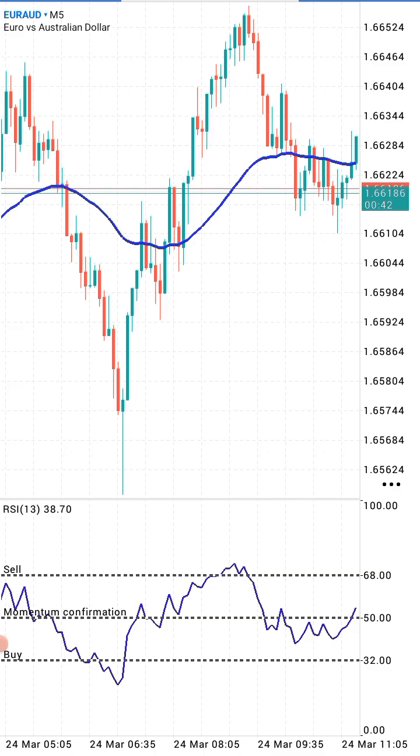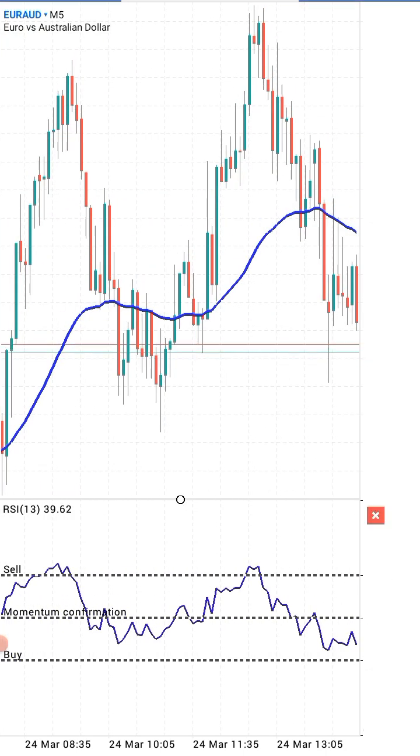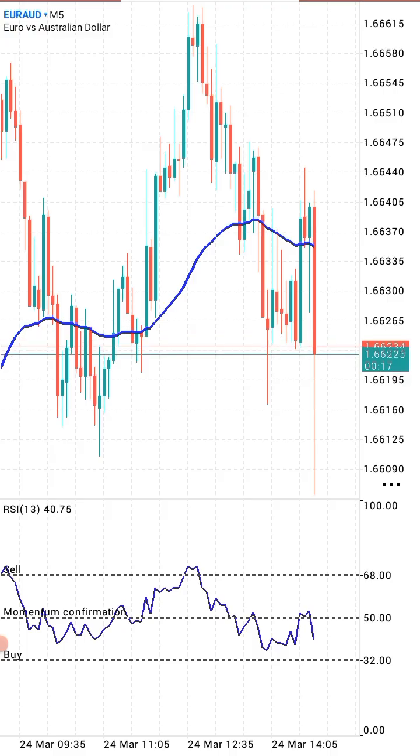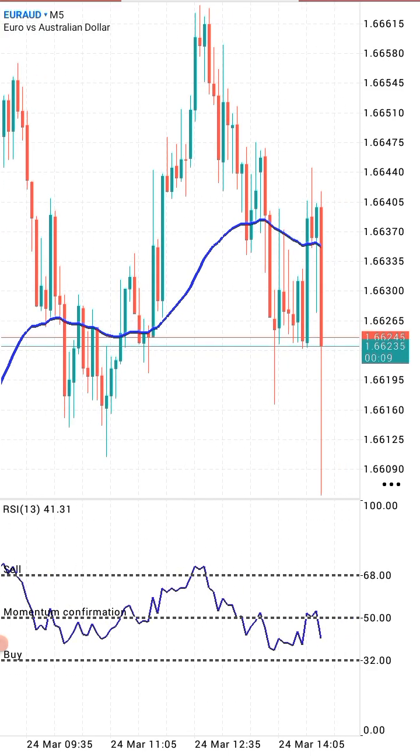Now when price is above the 50 moving average, that's an uptrend, and when price is below the 50 moving average, that is a downtrend. So we use the RSI and then the moving average to confirm momentum. Now this is it. When price is below the 50 level here, we sell. Like it is now, we can actually sell because price is below, and then when it's above, we buy.